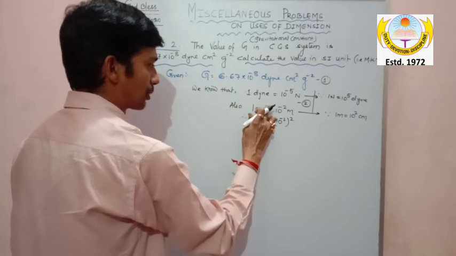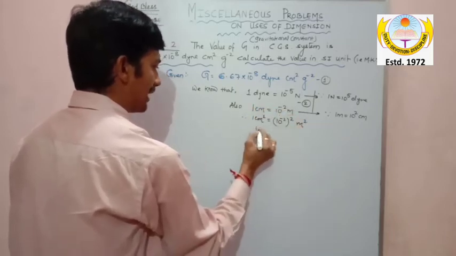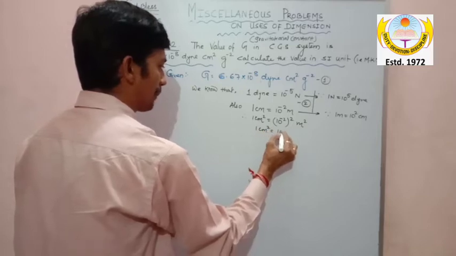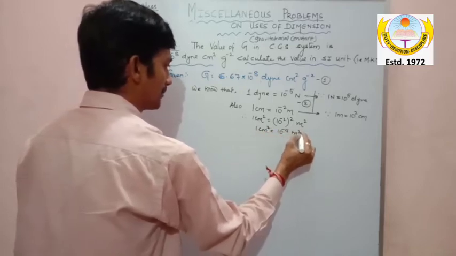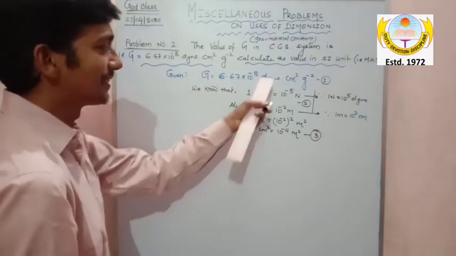Because here I have put square, so here also square and here also square. So now this becomes 1 centimeter square is equal to 10 power minus 4 square meter. Equation number 3. So nice.